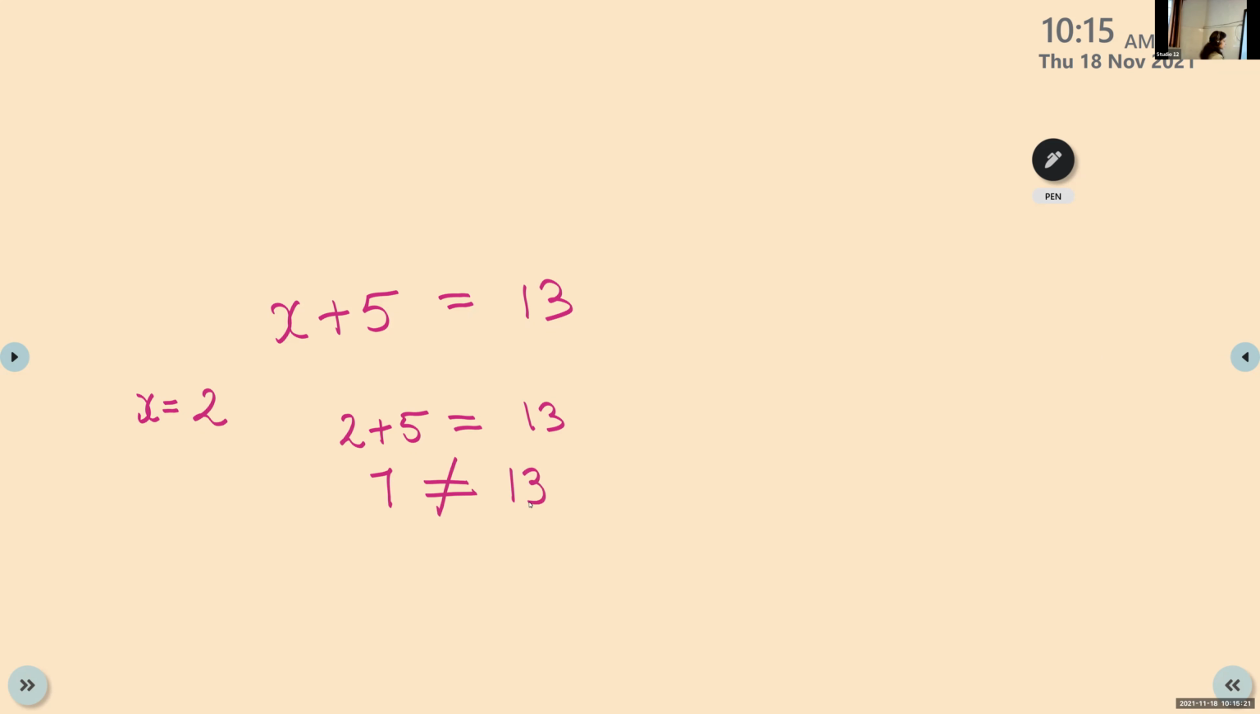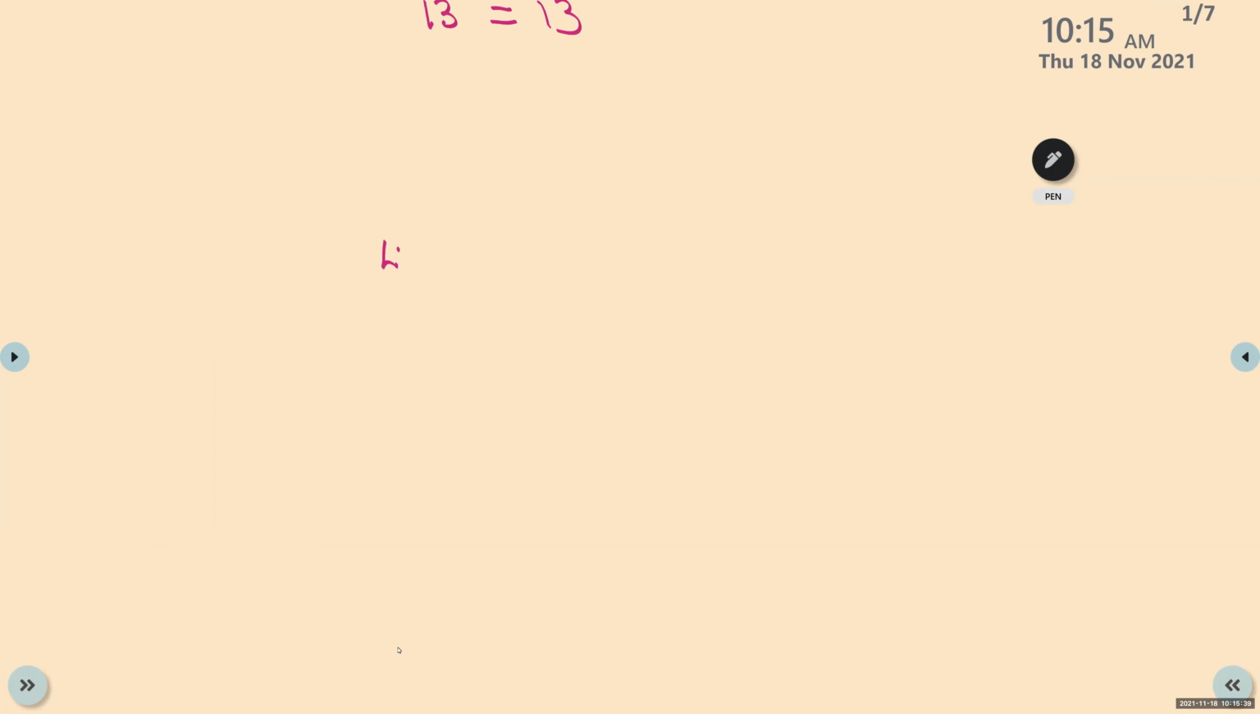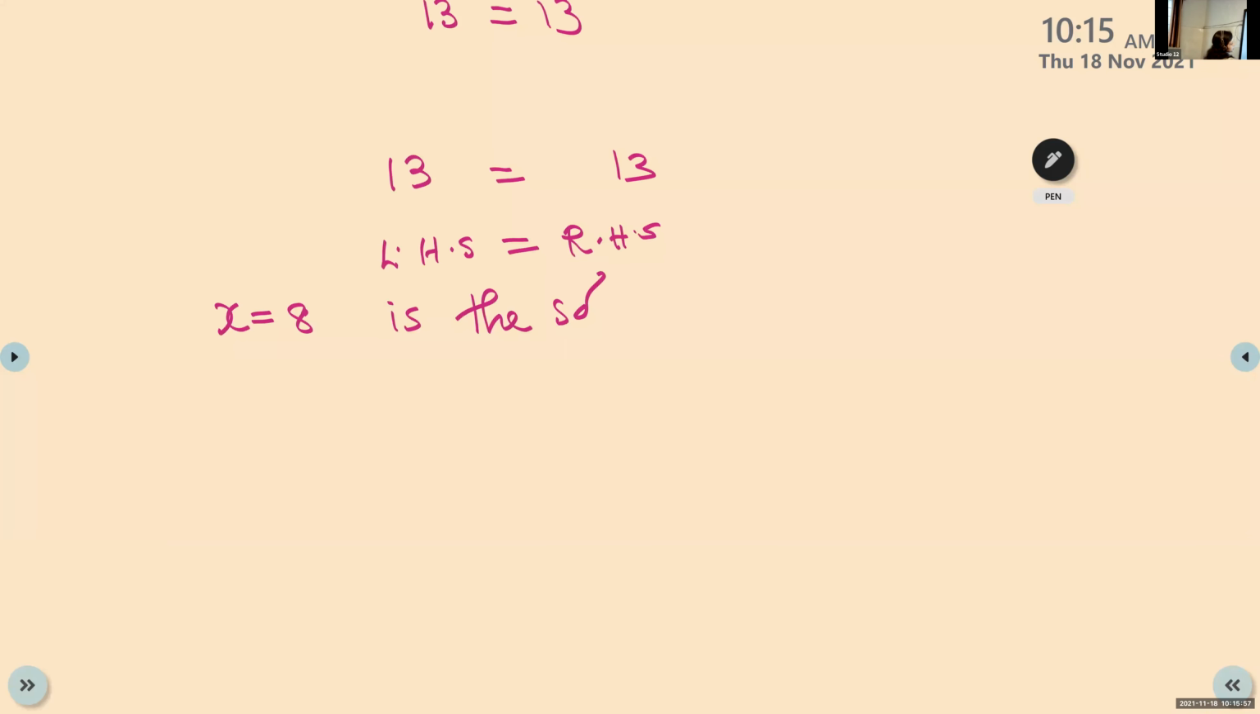Now we can put 8 and see. x is equal to 8, so in the place of x, we put 8. 8 plus 5 is equal to 13. So 13 is equal to 13. Here you see LHS became equal to RHS. Both sides we got 13 when we substituted x is equal to 8. So x is equal to 8 is the solution. Very simple. Now is it clear?